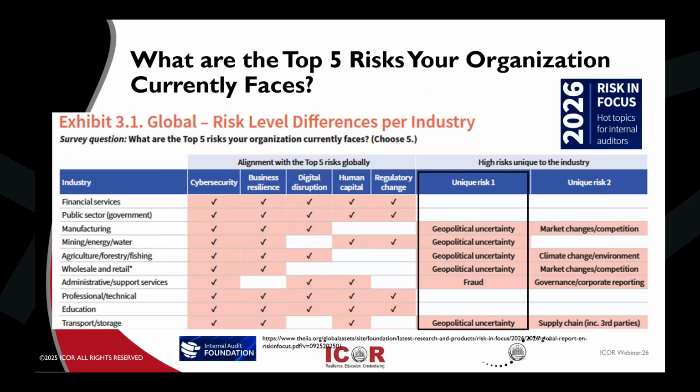And then interestingly enough, when they looked at risk level differences by industry, and they asked companies to identify unique risks that were high to them, geopolitical uncertainty came up high for manufacturing, mining, energy and water, agriculture, forestry and fishing, wholesale and resale, as well as transport and storage. And given what we've learned so far, this is not surprising. This is kind of an output of what we're talking about with that energy as well as supply chain issues.